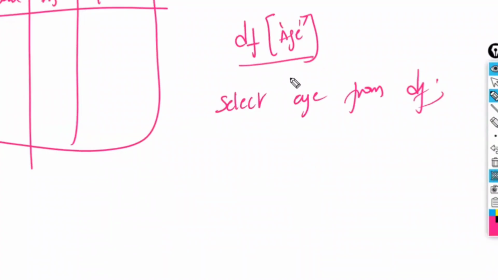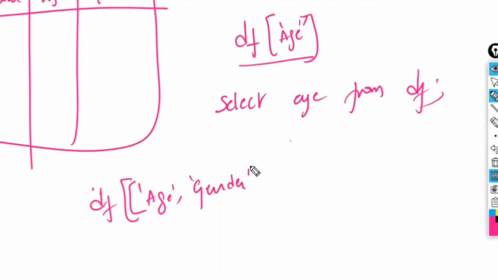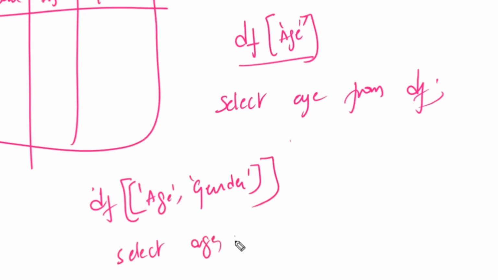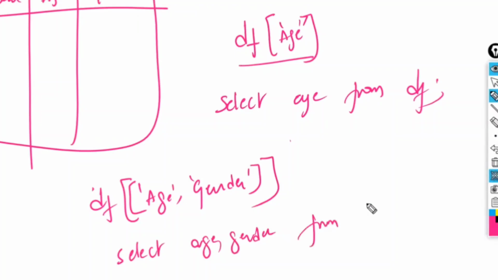This is SQL code. This is pandas code. Answer is same. Data will be the same. There will be no difference, not even a minute difference. Now you want two columns, that is df of age and gender. So you are going to take a list, gender and age. This is pandas code. Select age, comma, gender from df. This is SQL code. Answer will be the same.